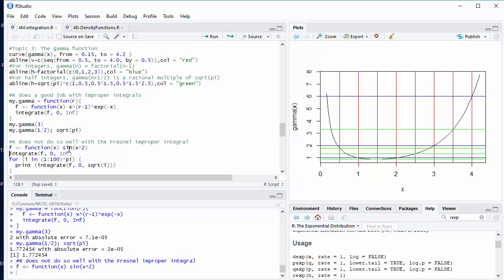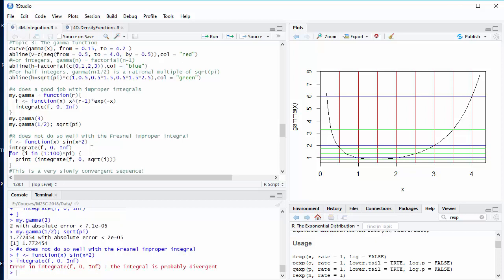So here's the function we're integrating. The function is sine of x squared. Keeps going up to plus 1 and down to minus 1, but the wiggles get narrower and narrower. And if I ask R to integrate this, it says it's probably divergent. In fact, it's not divergent, but it's only conditionally convergent.